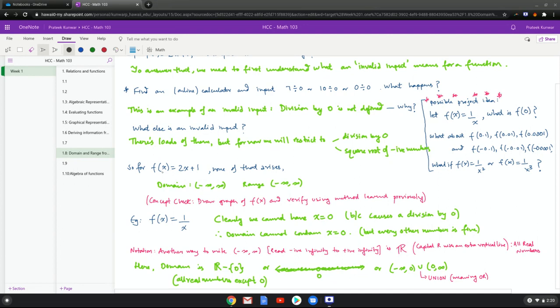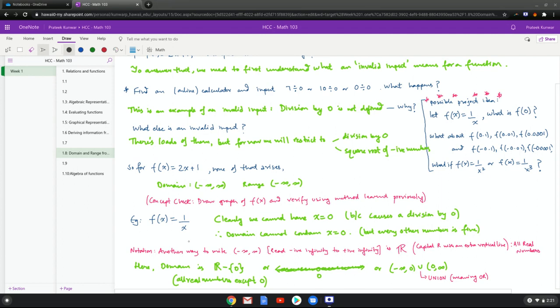So let's go back to the function we started with, 2x plus 1. None of those arise here. How do I know that? Well, A, there is no fraction, so the denominator cannot be 0. B, there is no square root, so I cannot have square root of negative numbers. What that means is the domain is everything, negative infinity to infinity, and the range is also everything, negative infinity to infinity. Here's a concept check for you. Draw the graph of this function based on what we learned in the previous video and verify that you should get the same domain and range by looking at the graph.